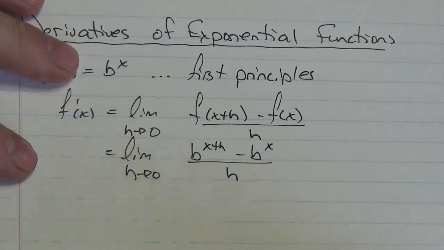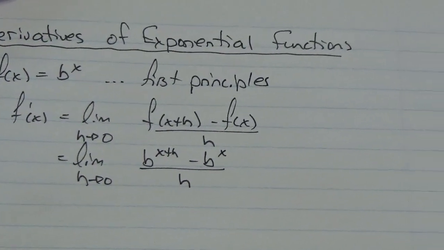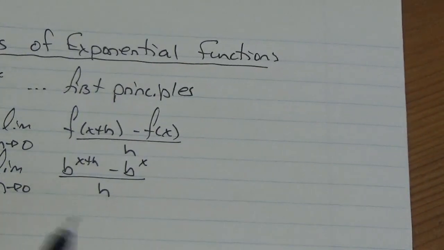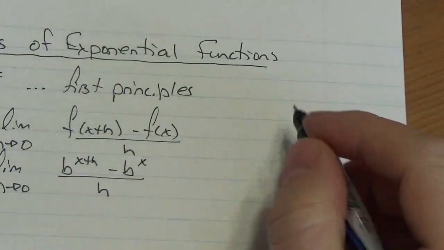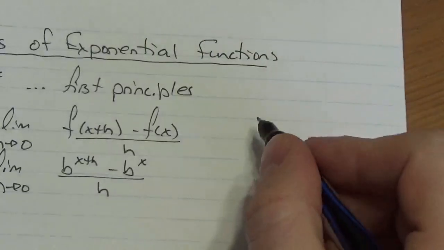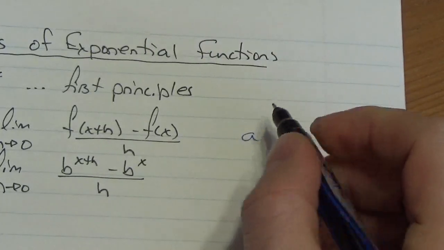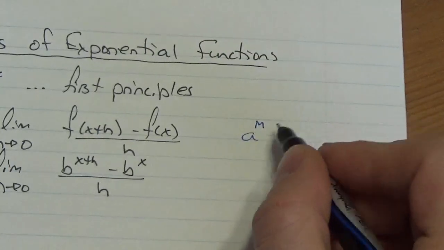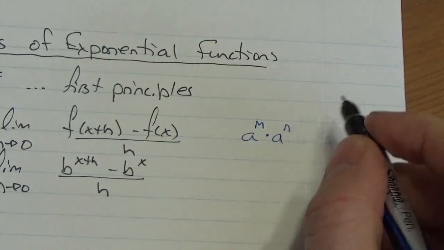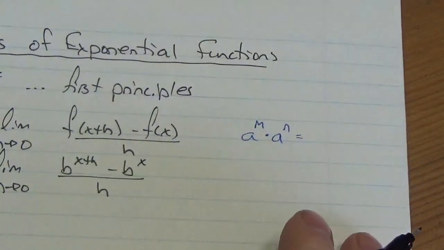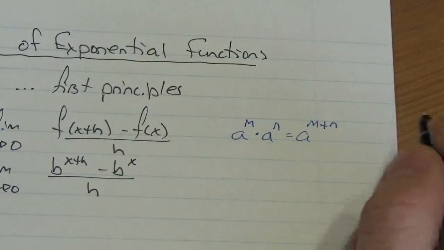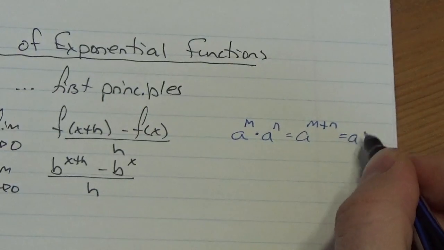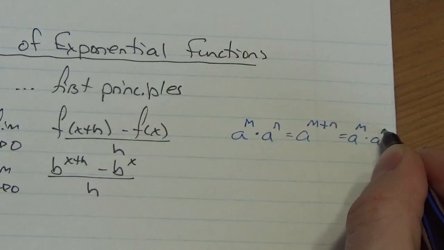Now I'm about to apply a rule here, and let's just glance over to the side. I want to make sure that you follow along with me. If I gave you some sort of function here, let's say it was a to the m multiplied by a to the n, most people know very quickly that's just going to be a to the m plus n, which is a to the m multiplied by a to the n.